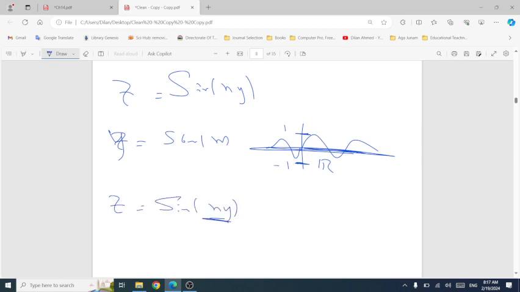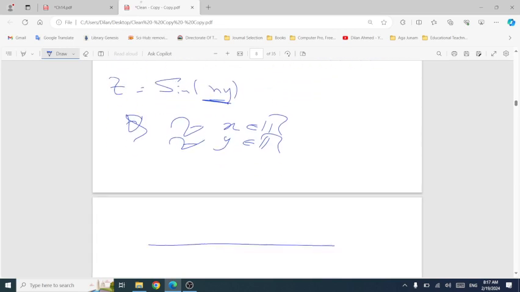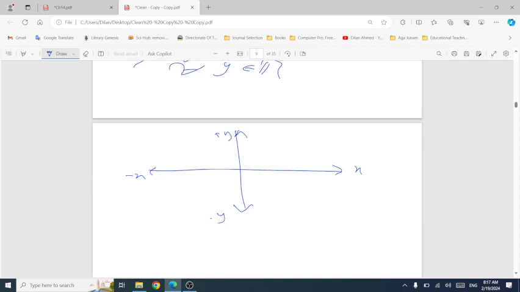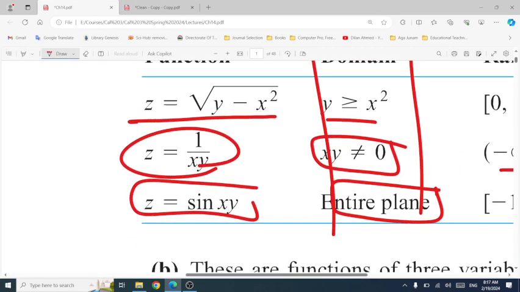So the domain of here is what? You can input all x and y. Am I right? All x be in R, all y be in R. This is all. Means that all. Okay. So if I have all x and I have all y, means that what? Means that xy plane. Am I right? Entire plane. What do you mean by entire plane? We mean by xy plane. You know what I mean.